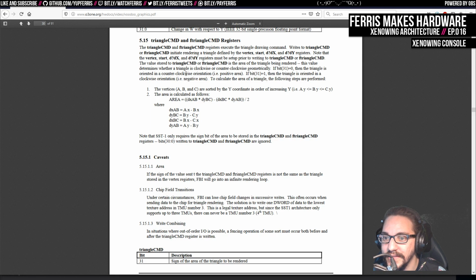And then we have the commands. It's quite cool, actually, that it goes over, even in this fine detail, about how this area stuff works.